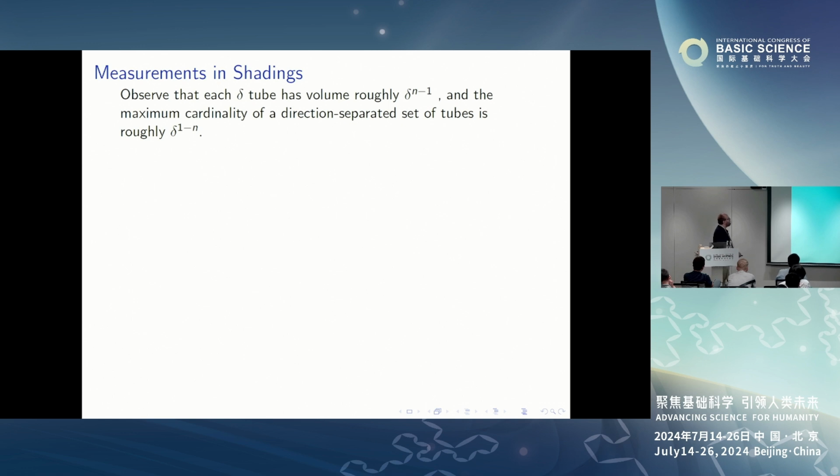Observe that any delta tube, for some reason I'm still in R^n, has volume delta to the n minus 1, right? There's one long direction of length 1, and there are n minus 1 short directions of length delta. And the maximum cardinality of a set of delta tubes with delta separated directions is roughly delta to the 1 minus n.